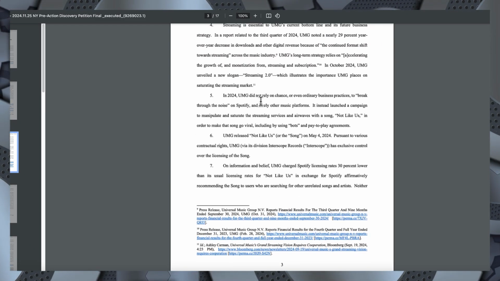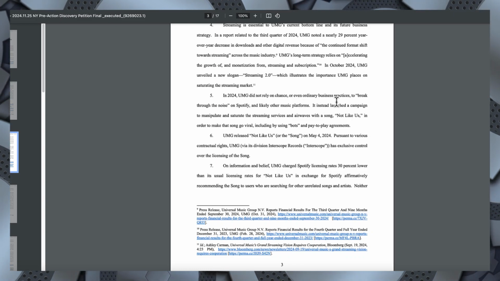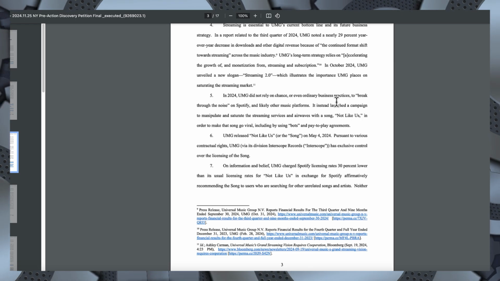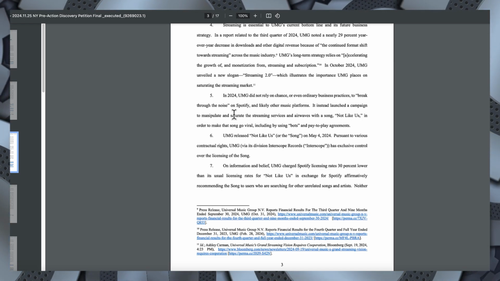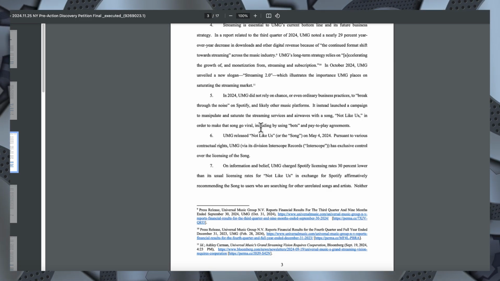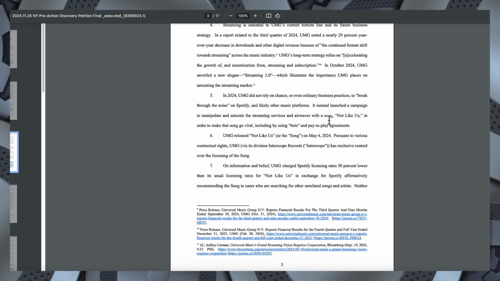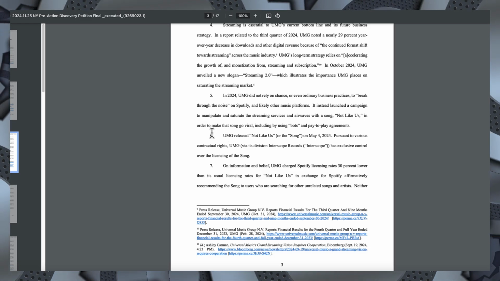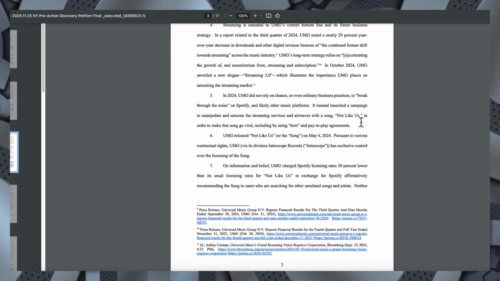In 2024, UMG did not rely on chance or even ordinary business practices to break through the noise on Spotify and likely other music platforms. It instead launched a campaign to manipulate and saturate the streaming services and airwaves with the song Not Like Us in order to make that song go viral, including by using bots and pay-to-play agreements.